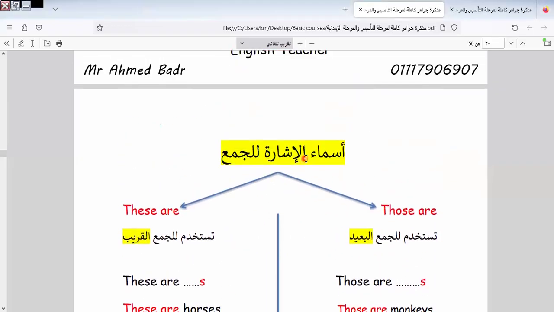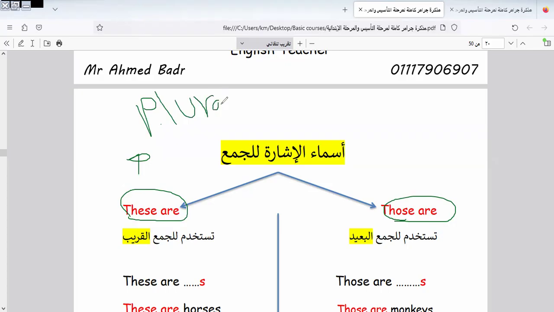Here we talk about demonstrative pronouns, but in the plural form. In the plural form, we use these are and those are. Okay, these are used for what? For plural near. These are is the plural of what? It is the plural of this.